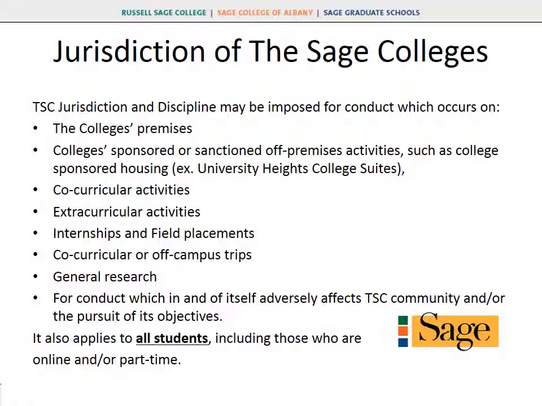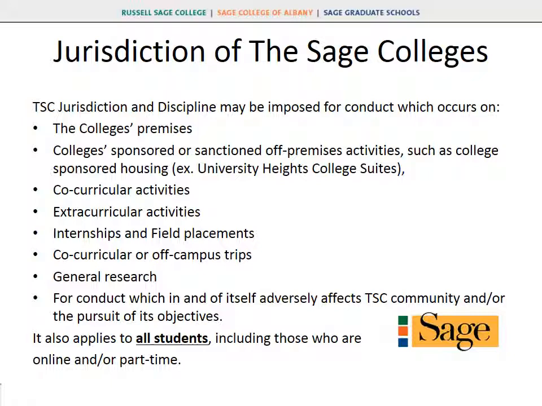It is important to remember that misconduct can occur both on or off campus, and that students are held accountable for their decisions regardless of where those decisions were made. The SAGE College's jurisdiction and discipline may be imposed for conduct which occurs on the college's premises, college-sponsored or sanctioned off-premises activities, such as college-sponsored housing.